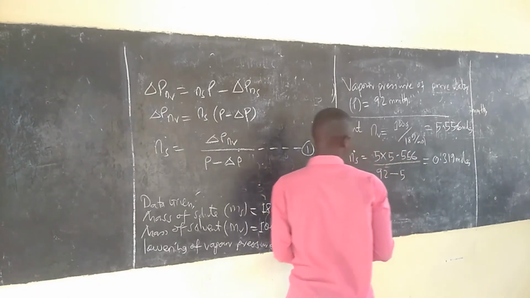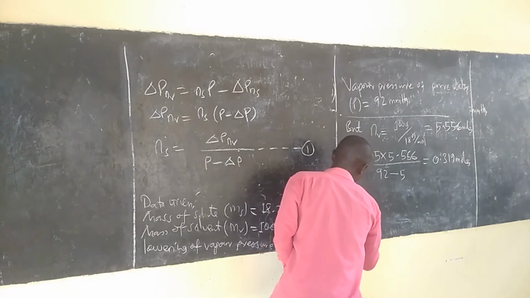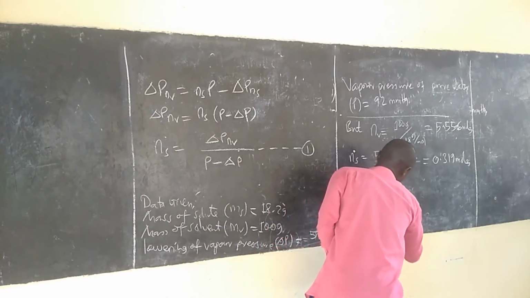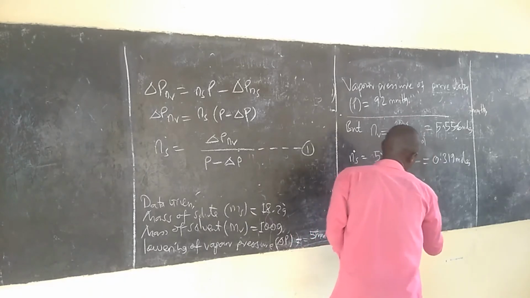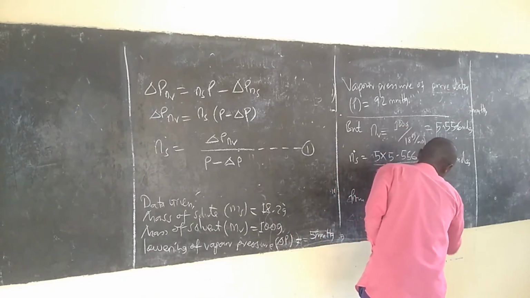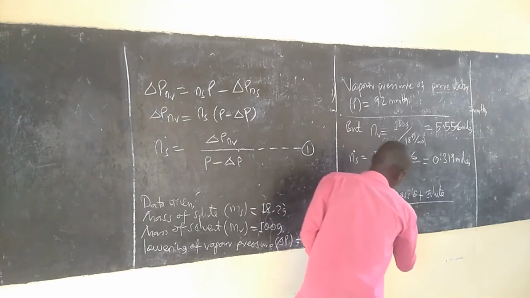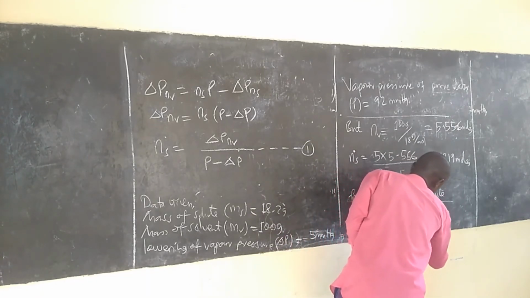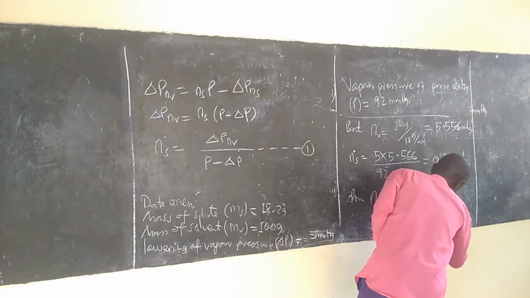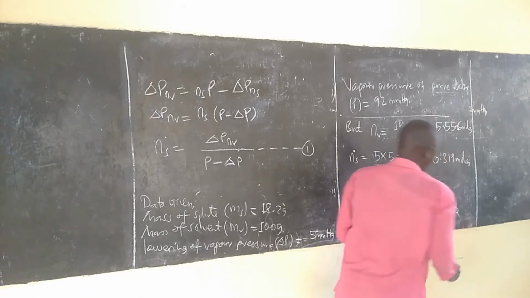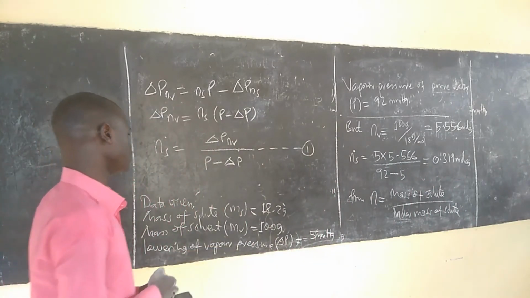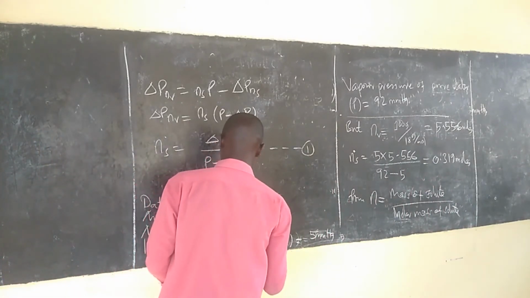from there tunasema kwamba number of moles is equal to mass of substance, in our case is solute, divided by molar mass of solute. Molar mass of solute. This is for our case. So we'll calculate the molar mass of solute by simply making the subject.